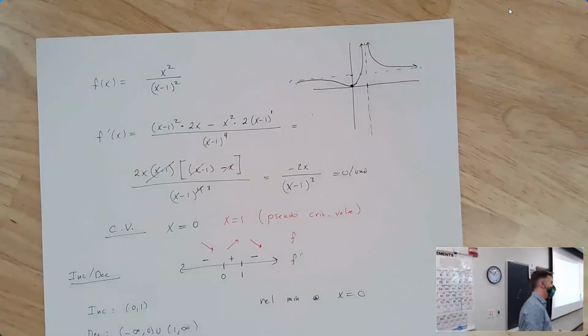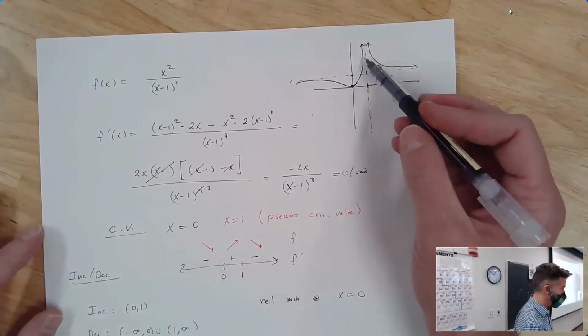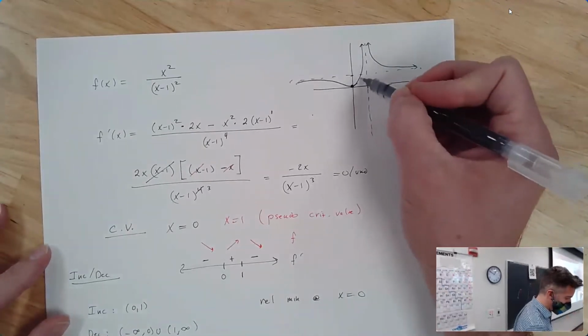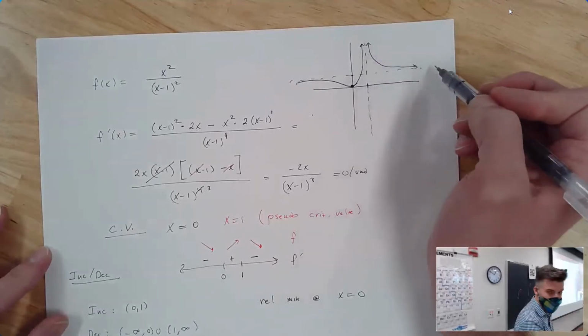So be really careful, right? You don't get critical points, you don't get relative extrema where the function is undefined. But you do have a possible change in behavior, right? Because definitely it's increasing before 1 and decreasing after 1.